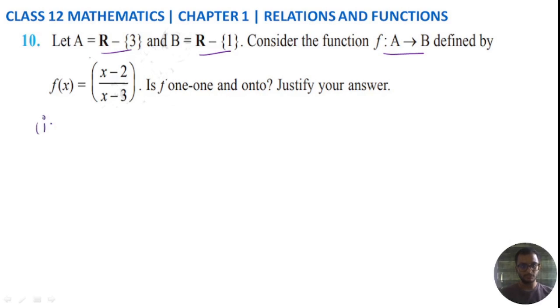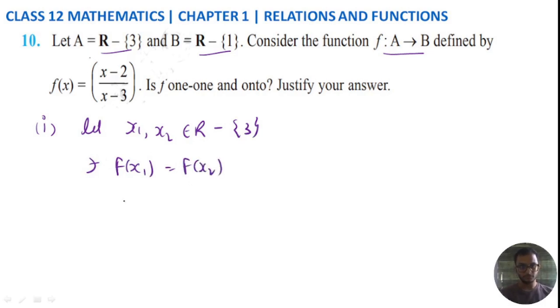So let's first check whether it is one-one or not. Let x1, x2 belong to R minus {3}, such that f(x1) equals f(x2). Why are we taking it like this? Because this is the method to find whether a function is one-one or not. We take f(x1) equals f(x2), and then we see whether x1 is equal to x2 or not.